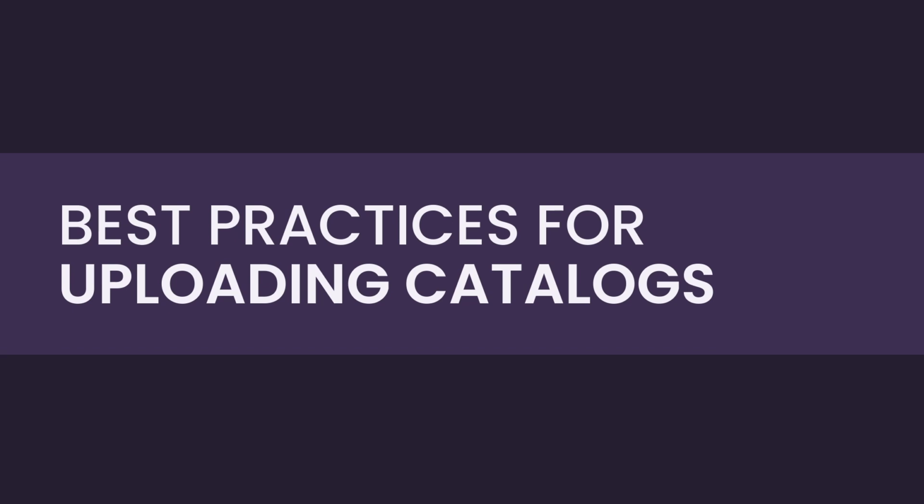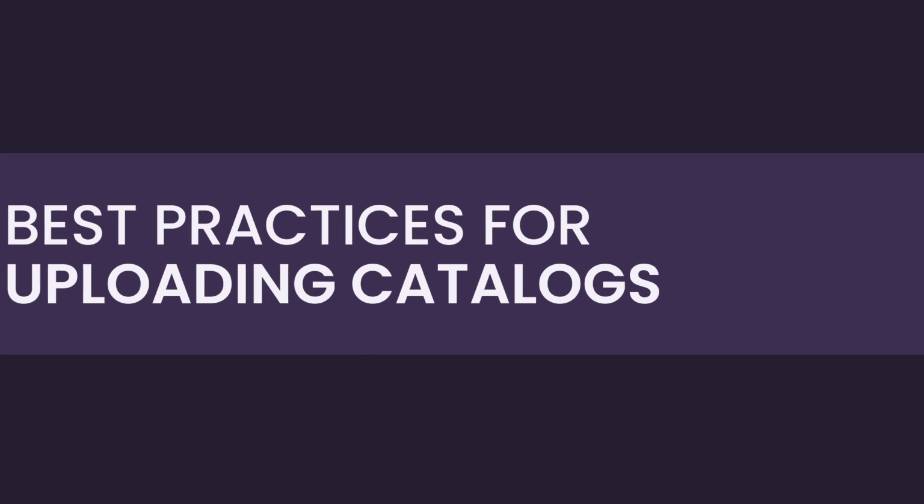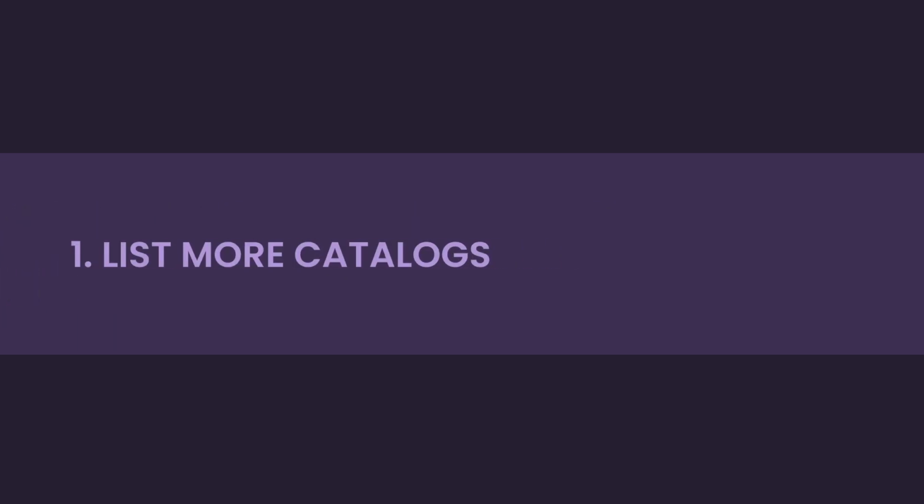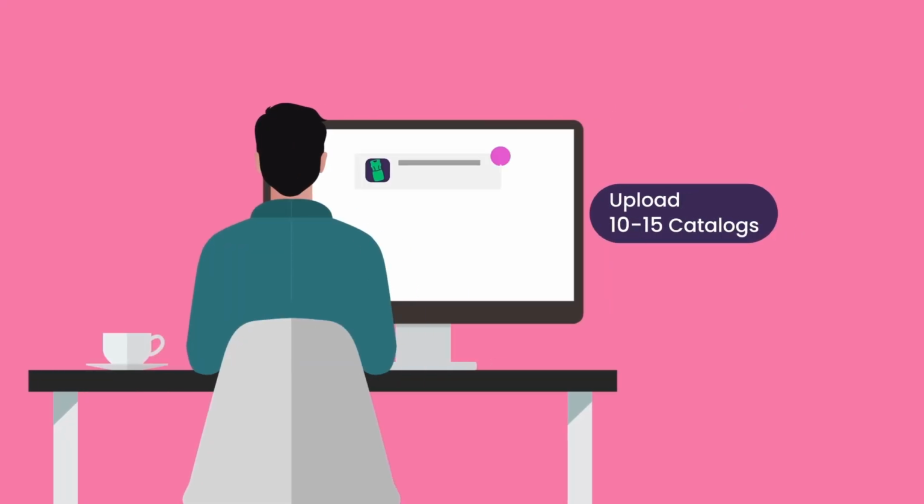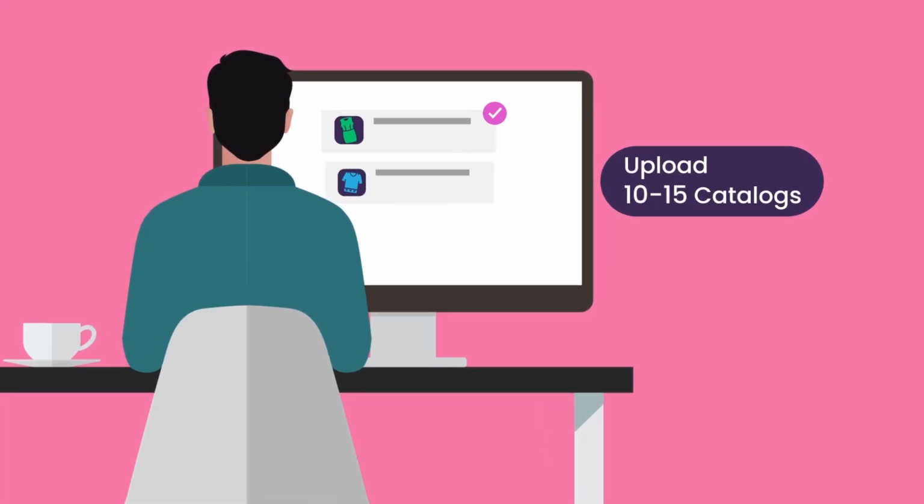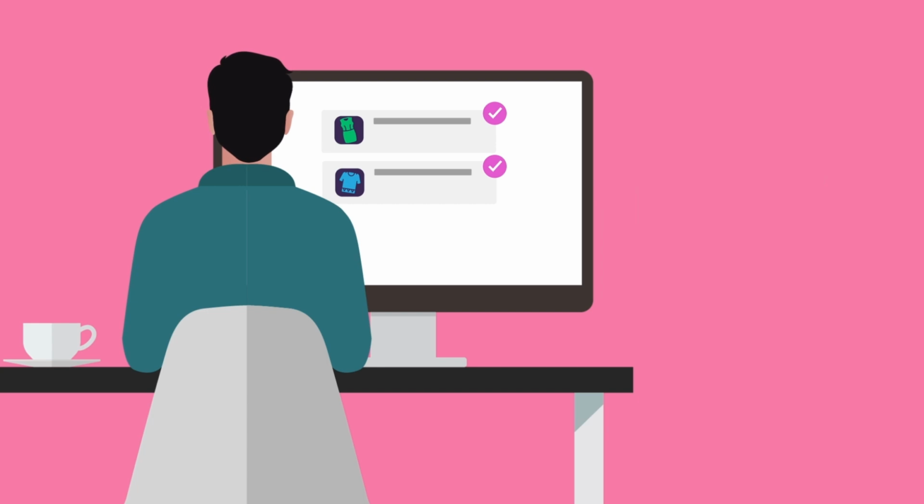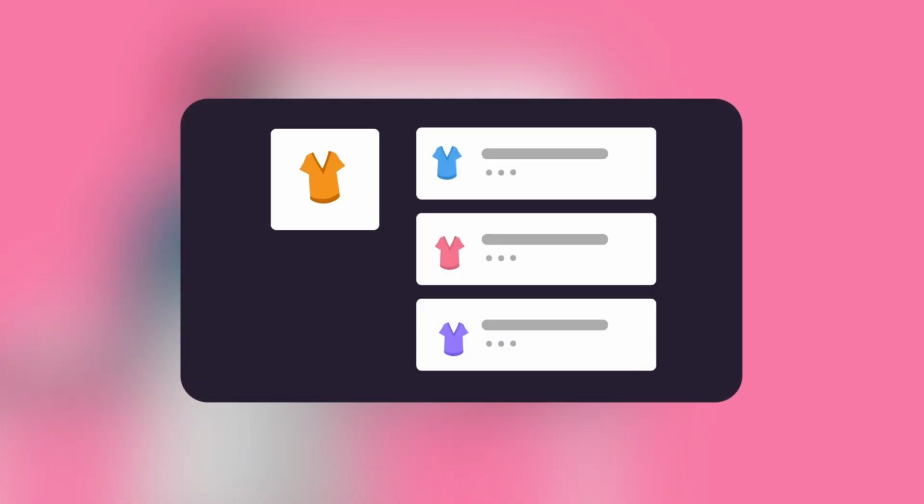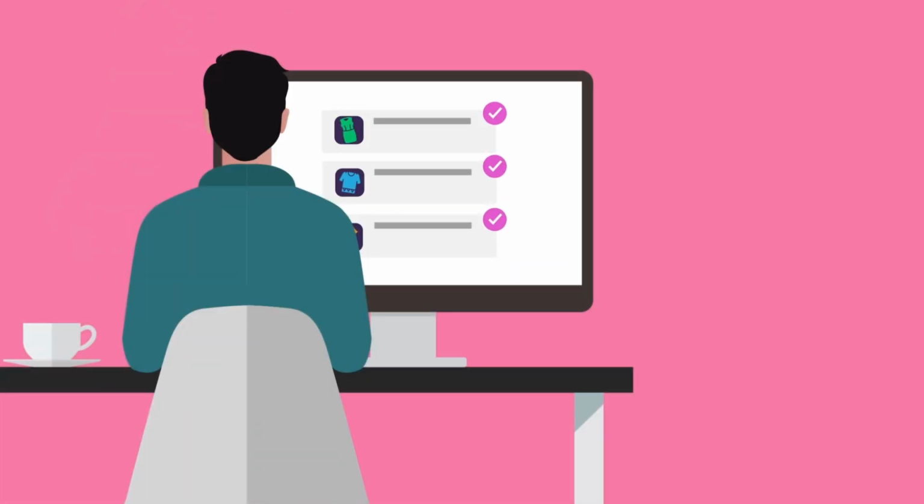Best practices for uploading catalogs. 1. List more catalogs. We recommend you upload 10 to 15 catalogs to get orders quickly on the platform. Try to upload at least 3 products in each catalog. The more catalogs you upload, the better your chances will be of getting the initial few orders.